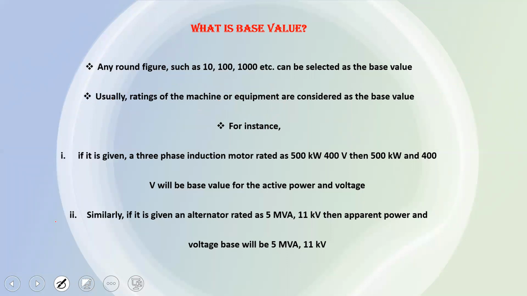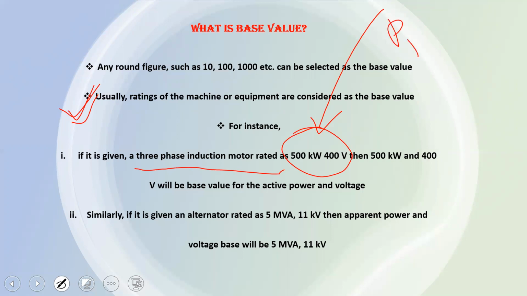It depends on you. Usually in books or in research, the rating of the machine is considered as the base value. Suppose in a problem, it is given a 3-phase induction motor rated as 500 kilowatt and 400 volt. So this is the rating of the machine, and according to this concept, you can take the rating as the base value. So in this case, the power rating 500 kilowatt will be the base value for the power, and the voltage rating 400 volt will be the base value for the voltage.